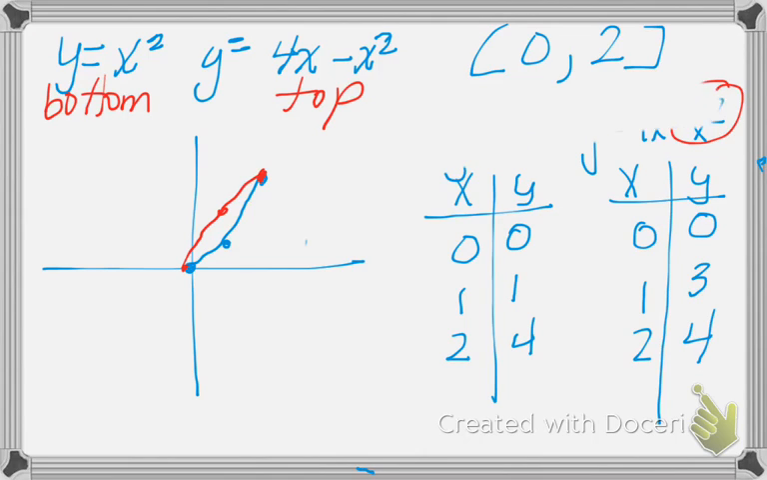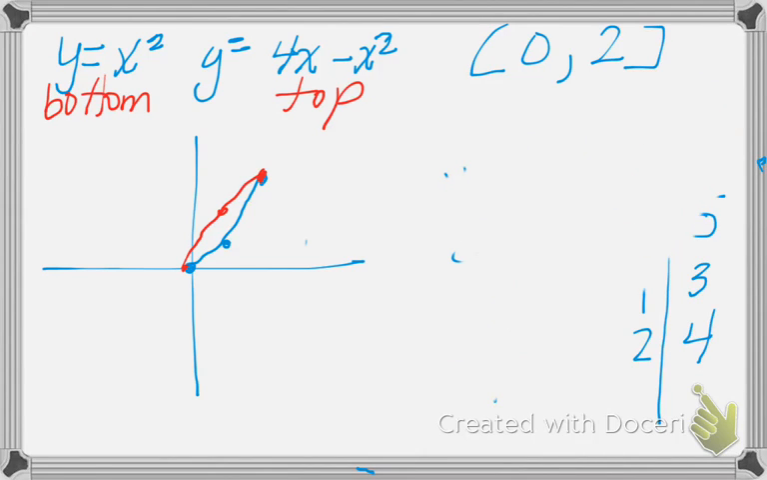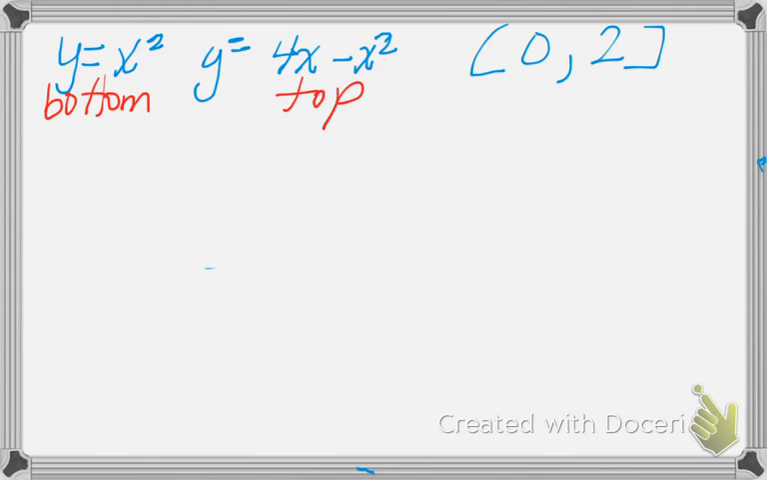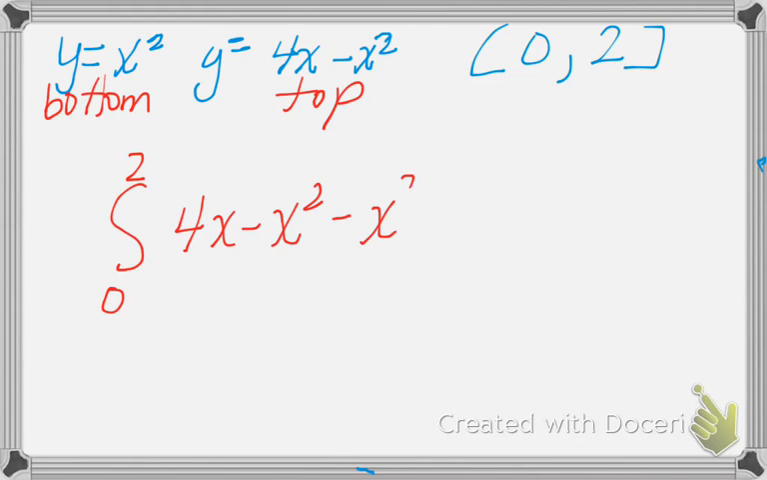And now we're ready to use our formula, which says that the area between the two curves will be the integral from 0 to 2 of the top function minus the bottom function, dx. And now we can simplify this a little bit.